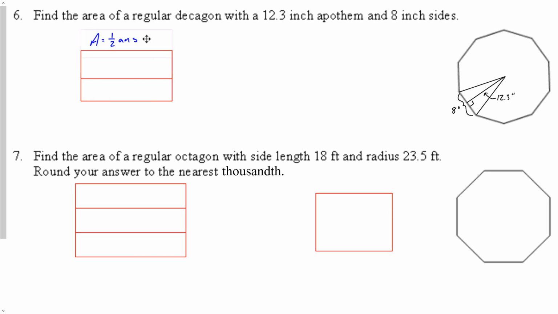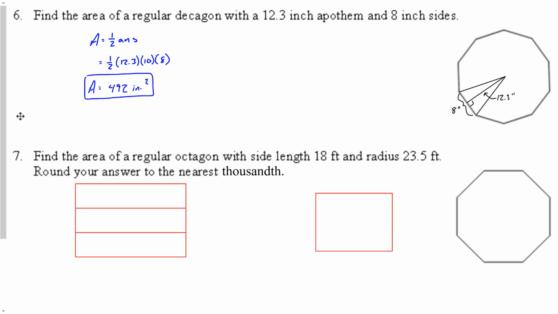Then we always start with our formula. So in this case, area equals 1/2 ANS. I can take everything and plug it in. I know everything at this point. 1/2 times the apothem is 12.3. There are 10 sides in a decagon, and the side length is 8. When I multiply all this together, I would find that my area is 492 square inches.